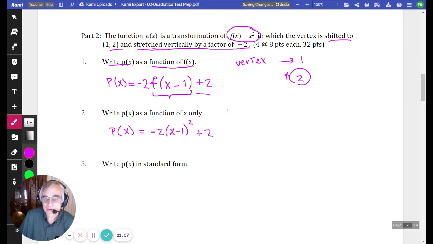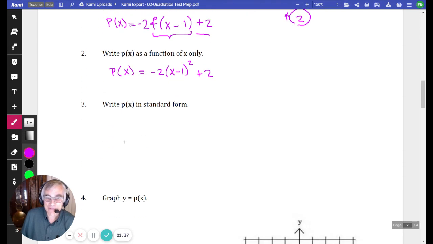So these two answers for 1 and 2 look almost exactly the same. The difference is that one of them says f of x minus 1, and the other one says x minus 1 squared. Two different ways of saying the same thing. One's using function notation, given that our parent function is f of x equals x squared, and the other one is explicitly stated as squaring the quantity x minus 1.